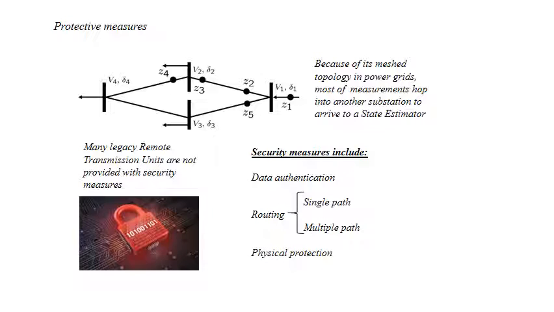the network is a meshed grid where the measurements are traveling from one point to the final destination, the control center, through various nodes, so each measurement is not directly connected to the control center. So this increases the complexity of the system. So among the security measures we can take are data authentication, the routing, which could be single path or multiple path, and physical protection. That is not really an electrical engineering solution.